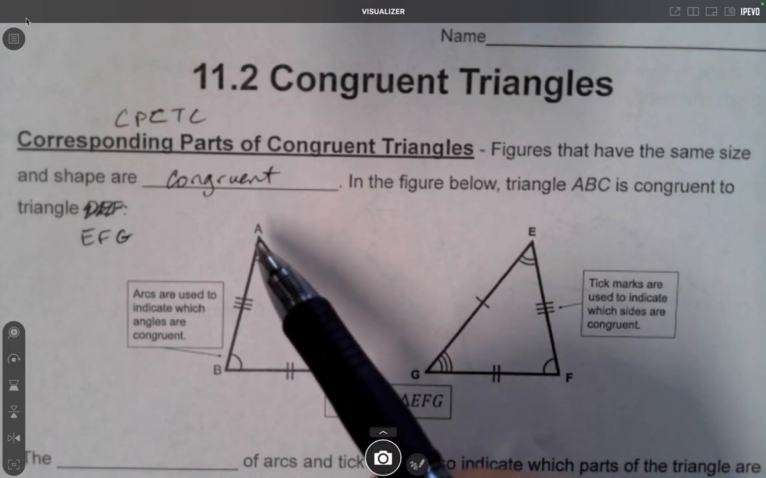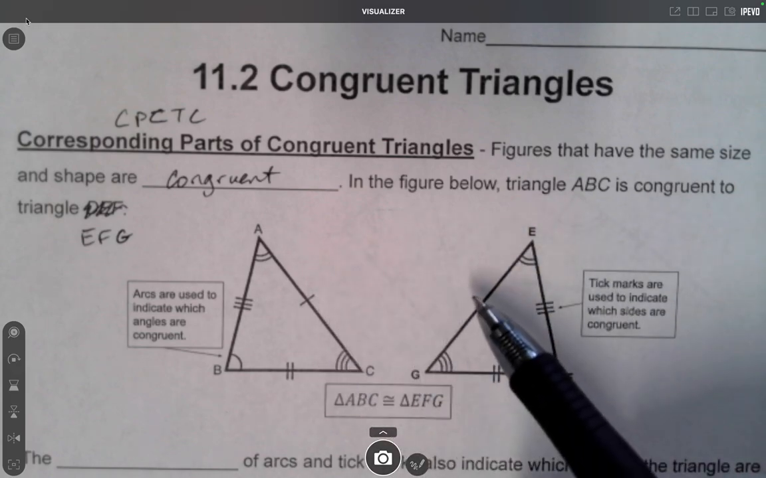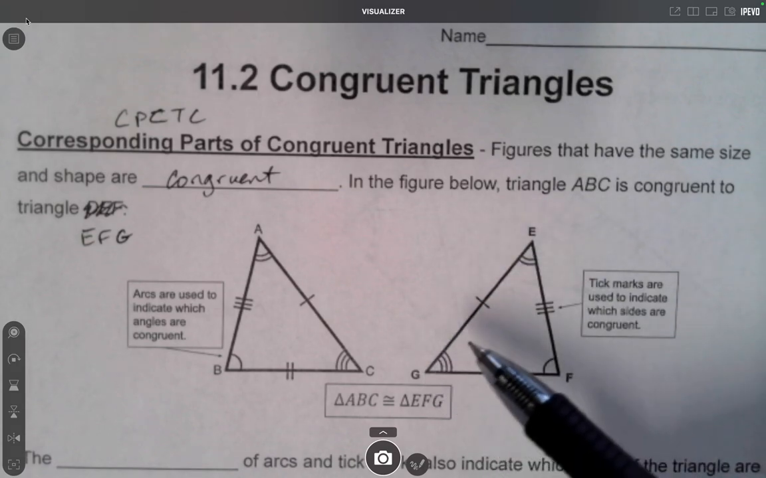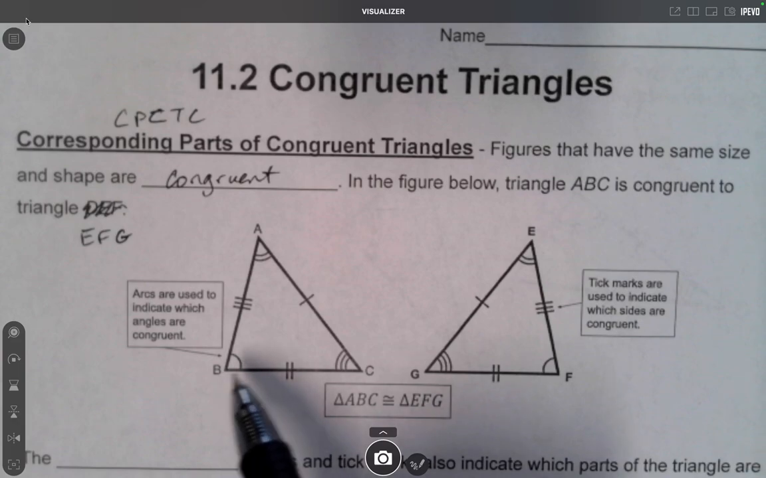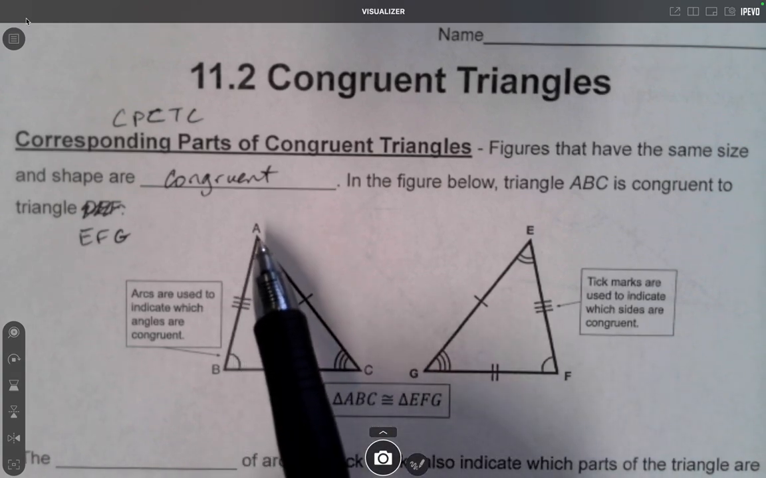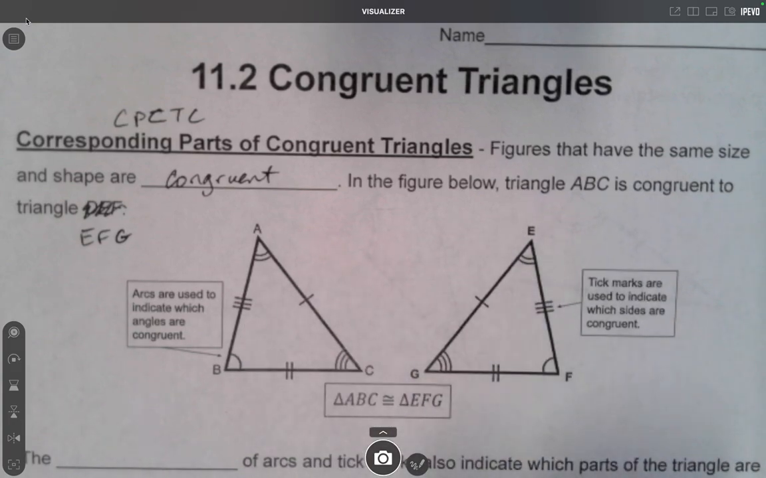You see how line AC has one tick mark, line EG has one tick mark. So those are corresponding parts. Whereas side BC and side FG have two tick marks, so they're congruent. And then side AB and side EF are also congruent because they each have three tick marks.